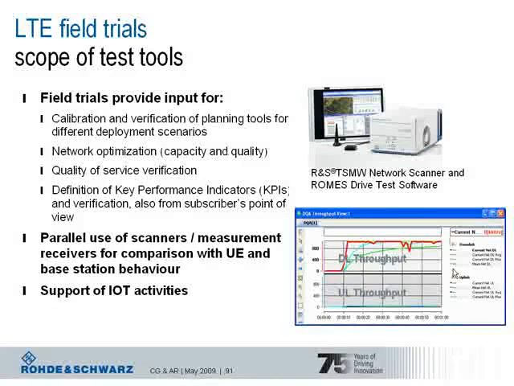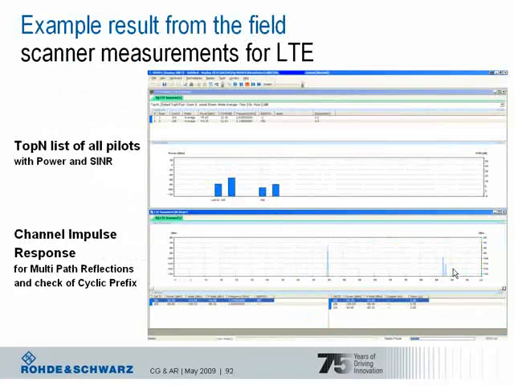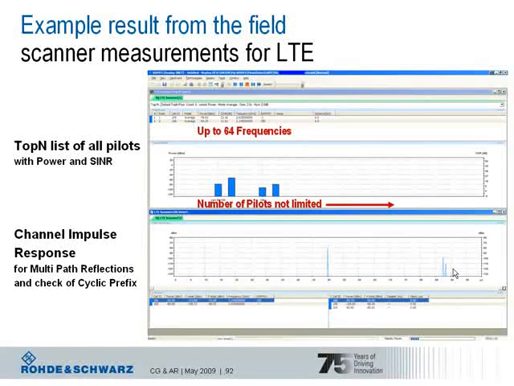And this input can then be very well used to support IoT activities again, to also compare with the network and the terminal behavior. Some example measurements, some example result from the field is shown here, a scanner measurement for LTE. So the upper part of the figure shows actually pilot measurements on different cells in LTE based on different cell IDs. So you can actually see here the top N list of the pilots that were detected. That can be on different frequencies. And the lower figure here shows the channel impulse response that was recorded. That is actually a very interesting measurement, also allowing for LTE, for example, special investigations.